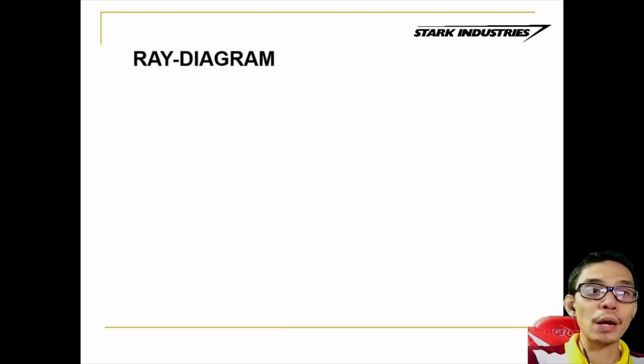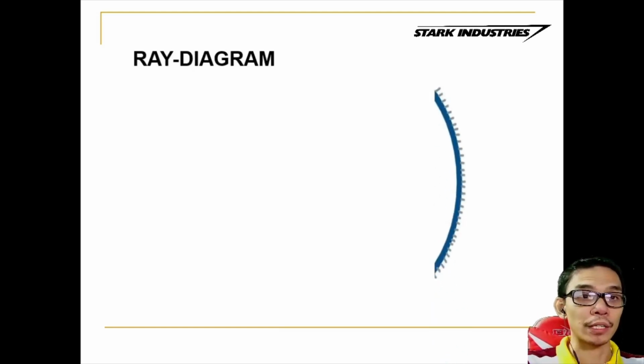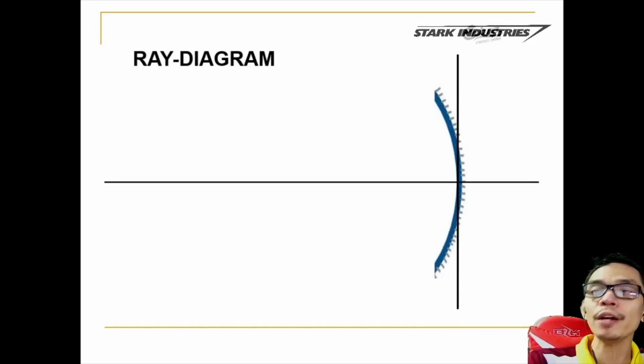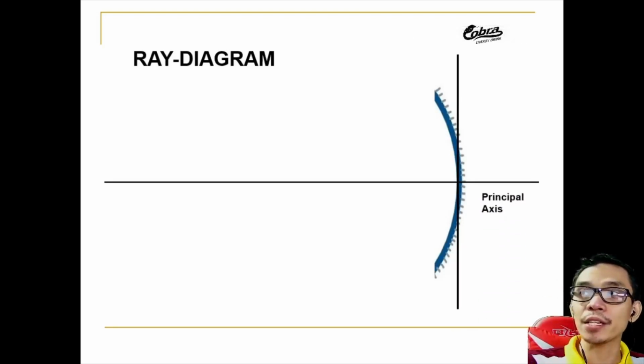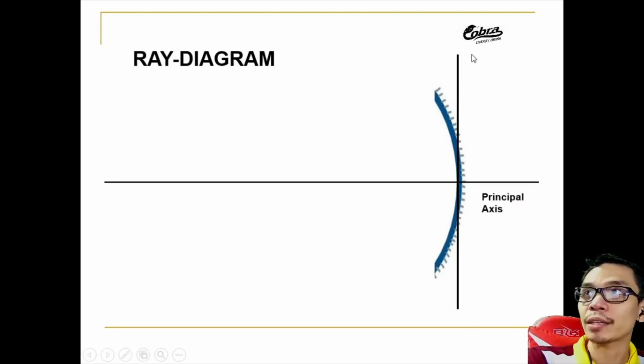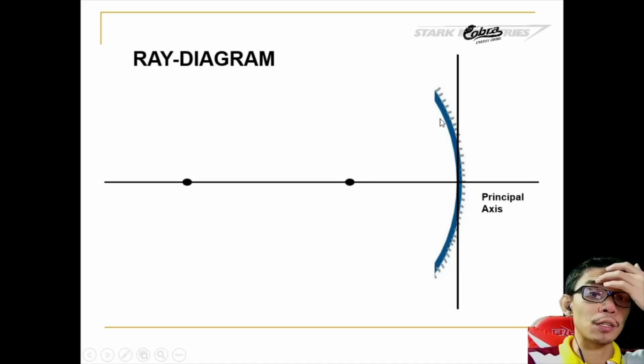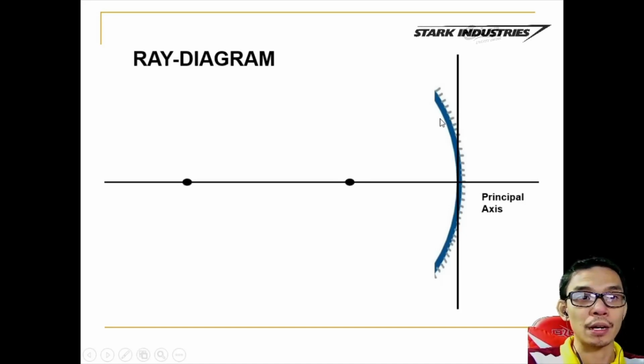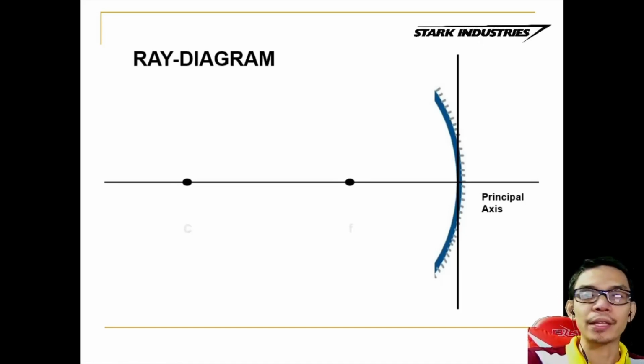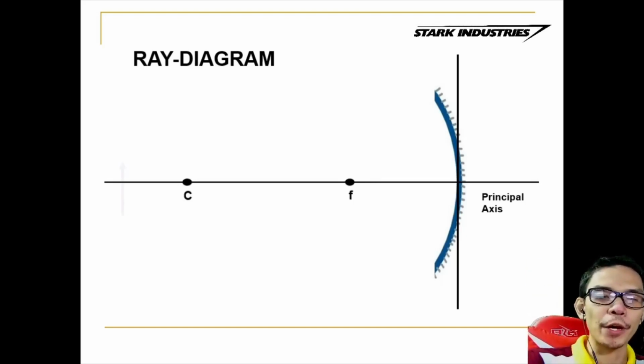We all know how to draw a ray diagram. Starting with the concave mirror that we have here, we draw the principal axis and a tangent line to the mirror. We have the two points, the center of curvature and the focal point, and here is our object.